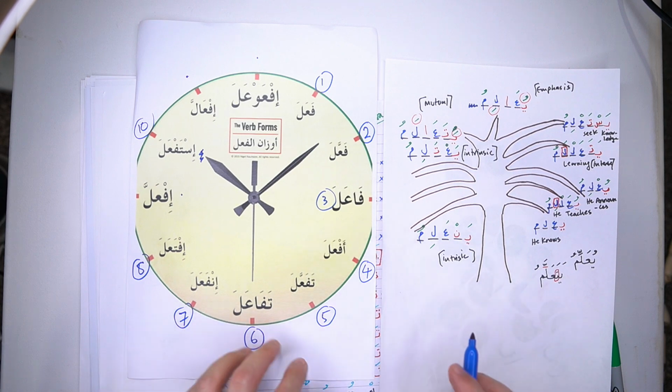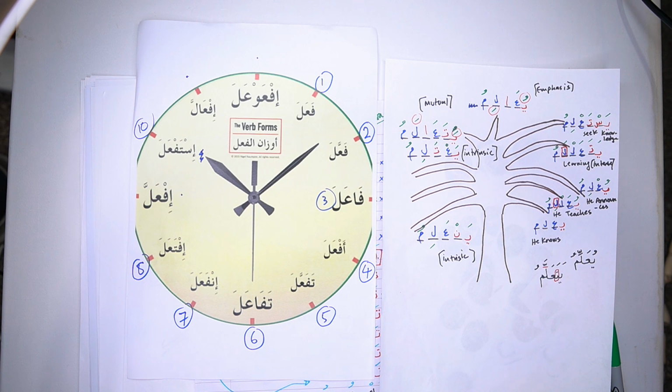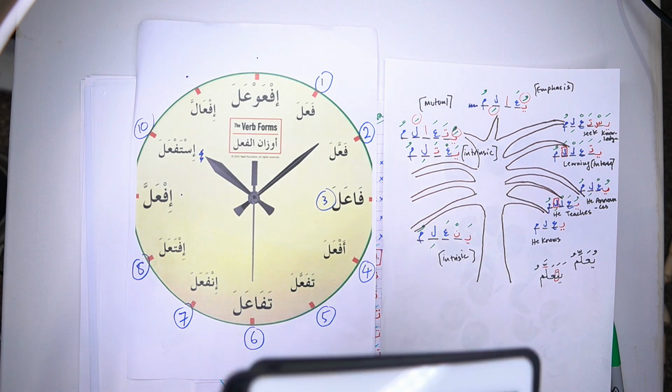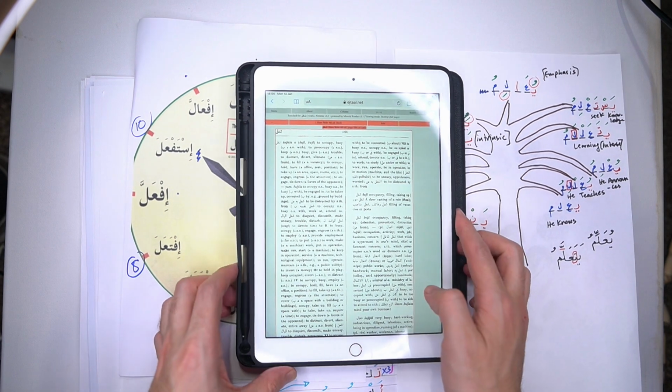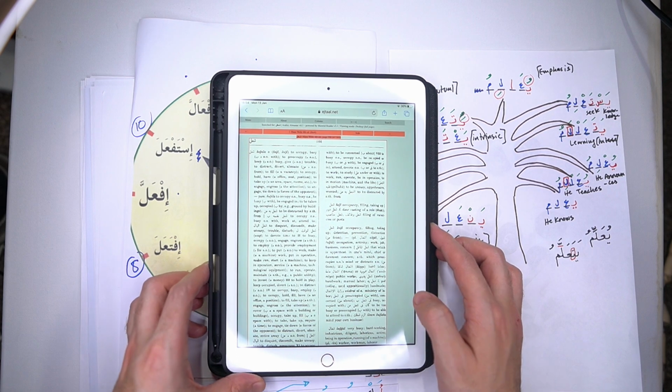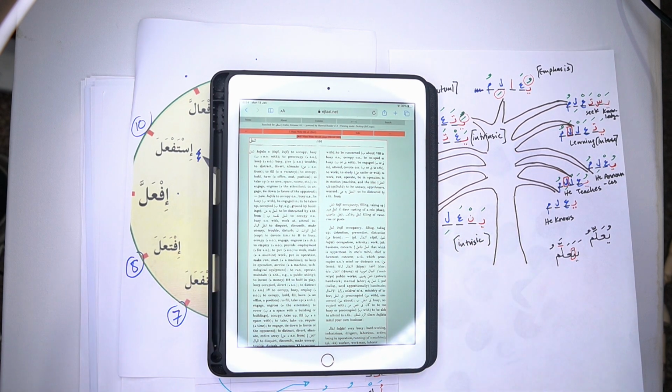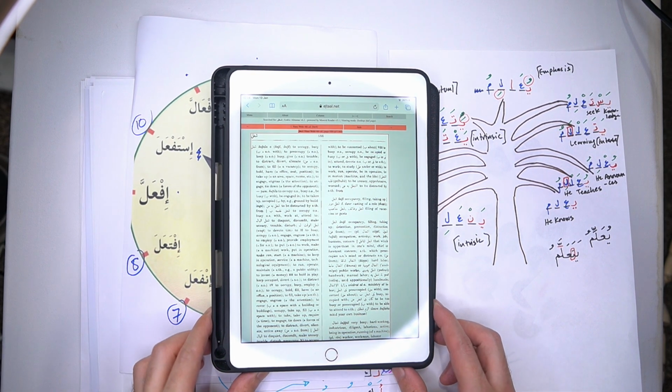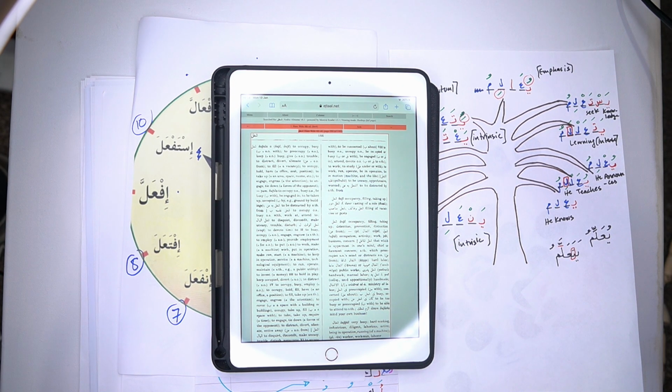Now, why do you need this? You need this because when you look in the Hans Wehr dictionary, which is a common dictionary that a lot of students who know the English language use, right? So let's try to bring this up. Let's see if you guys can see it clearly. Hopefully you can see this. I need to zoom into this. Okay, anyway.